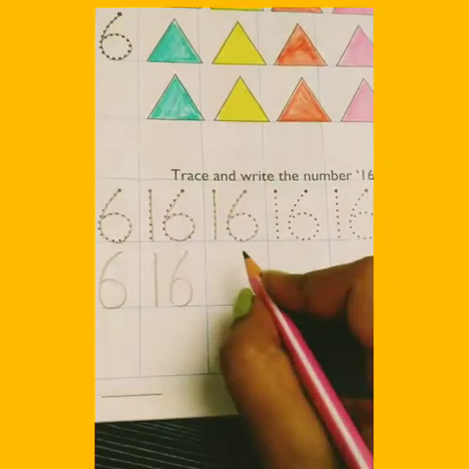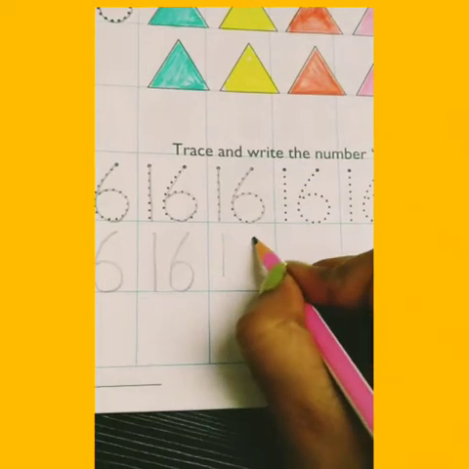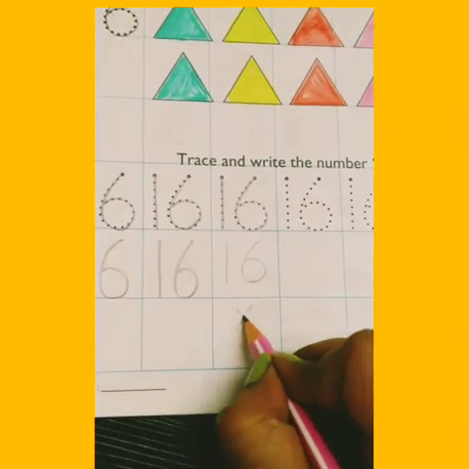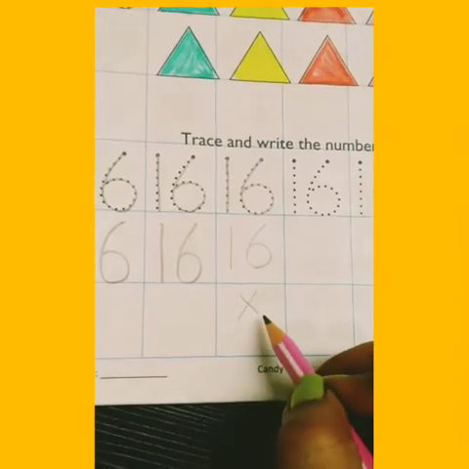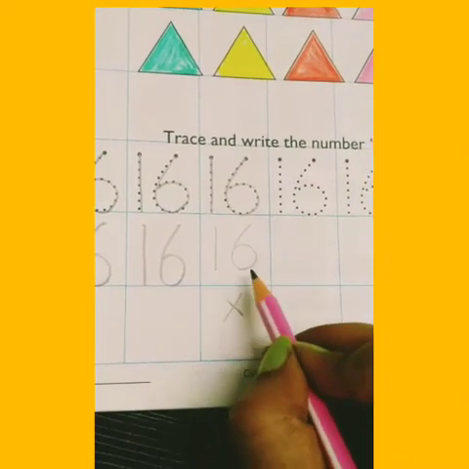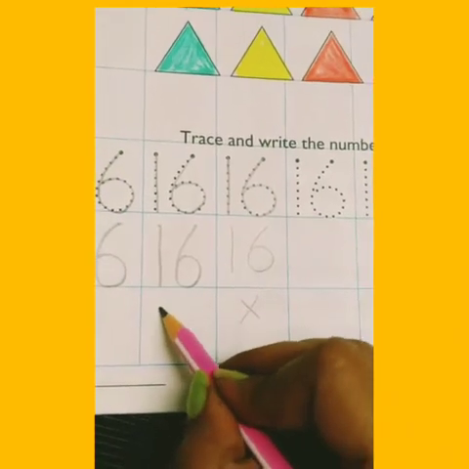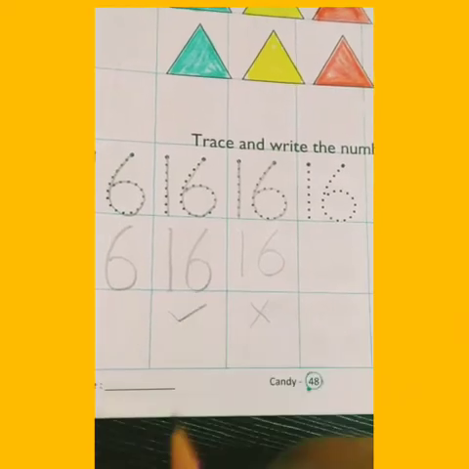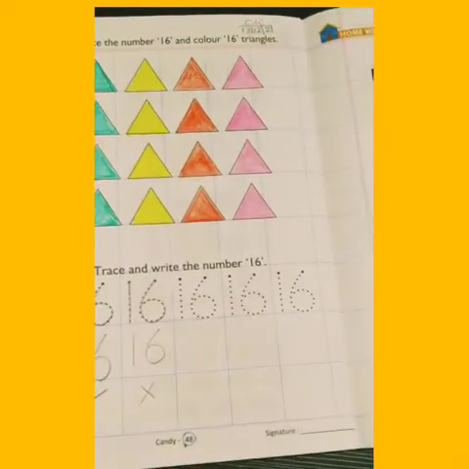So kids don't make 16 like this. This is wrong. If you are making number 16 like this, this is wrong. You have to touch number 1 till this blue line and you have to touch number 6 till blue line like this. You have to touch both the numbers on this blue line. So like this you have to complete this your CW page.